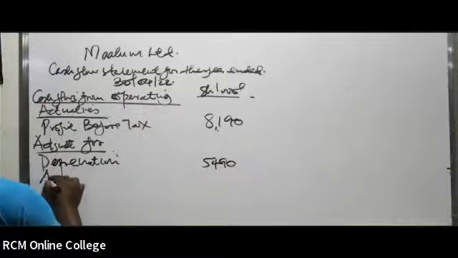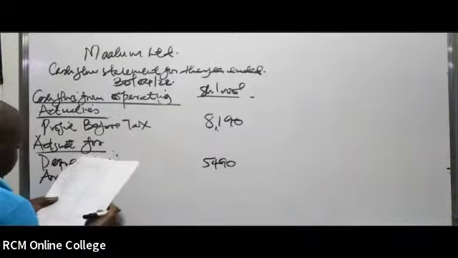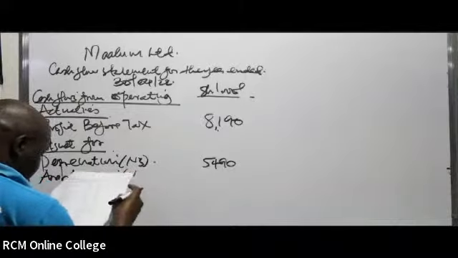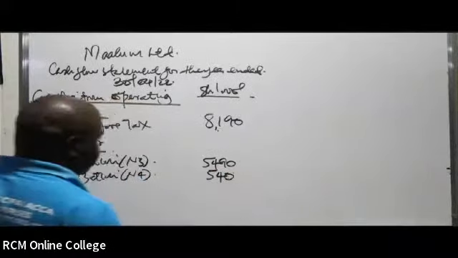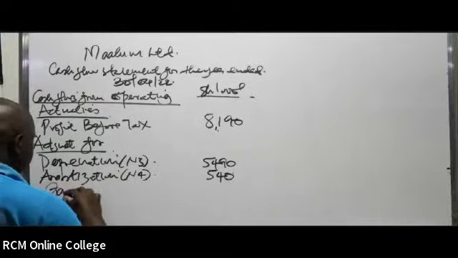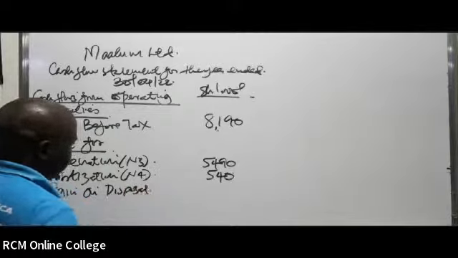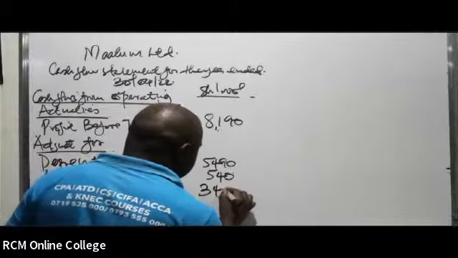We also have amortization. This depreciation is as per note number 3. This one is as per note number 4, in this case an amount of 540. We also had a gain on disposal. It was in our working. We did our working and we got a gain of 345. So this one we deduct 345.